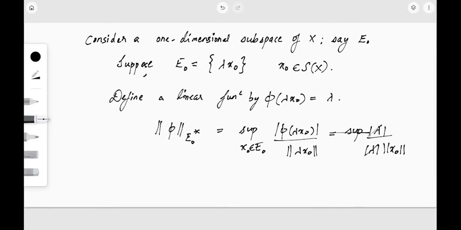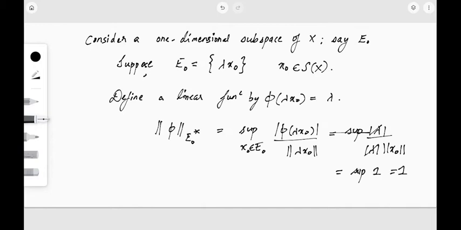So mod lambda and mod lambda get cancelled. And what is the value of norm of x₀? x₀ is an element of S(X), so norm of x₀ is again 1. So this is nothing but the supremum of 1, which is 1. So we get that the norm of phi corresponding to E₀ star, or corresponding to the subspace E₀, is always 1. Just keep this in mind.